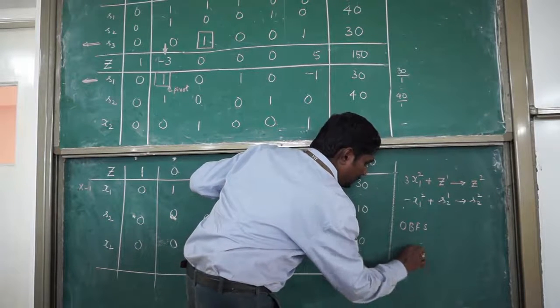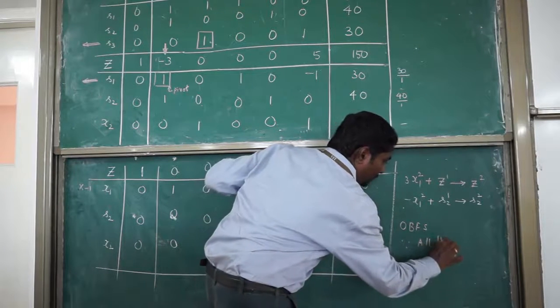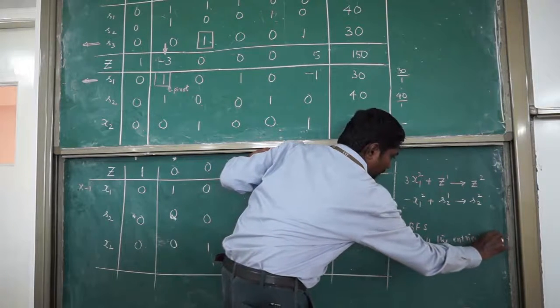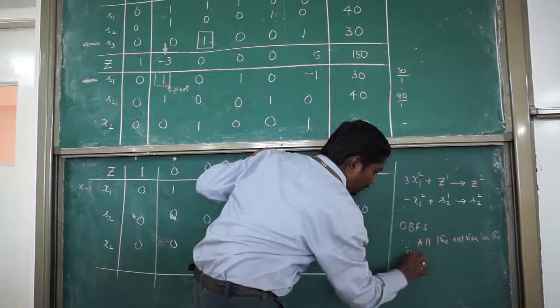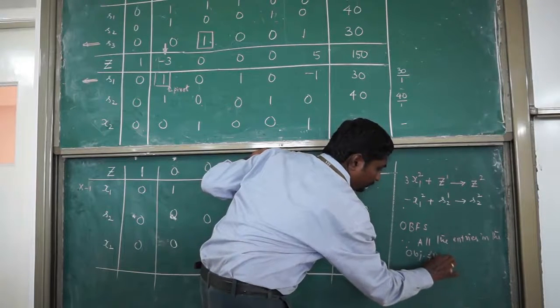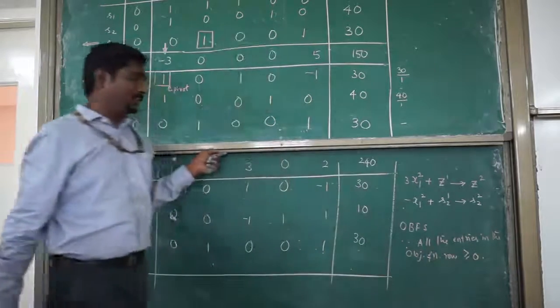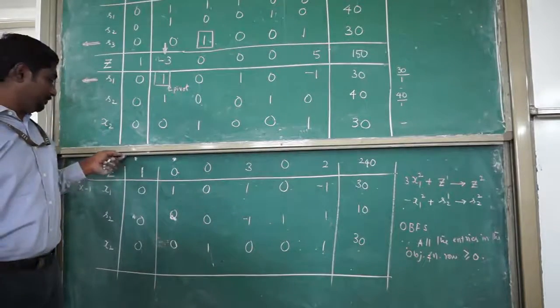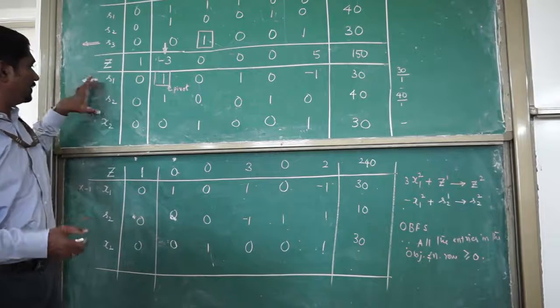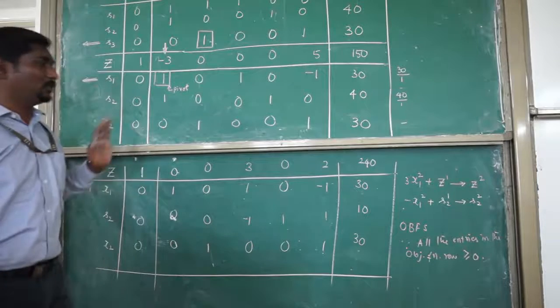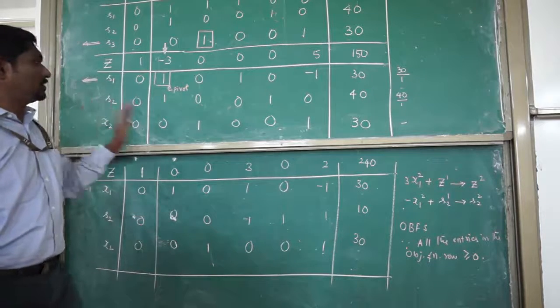Since all entries in the objective function row are greater than or equal to 0, therefore optimality is reached. Also, we have to check corresponding to the basic variables. In the objective function row, you should have 0. It should be there in all iterations. And you should check for the unit matrix.